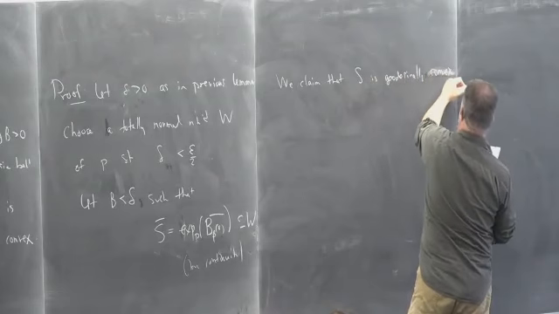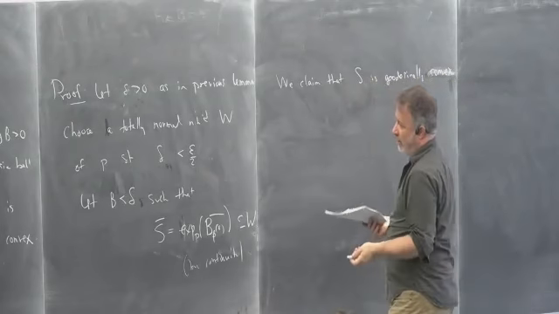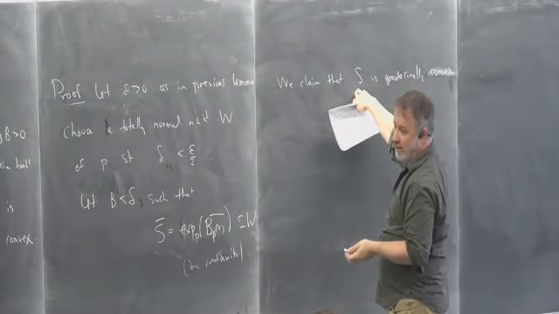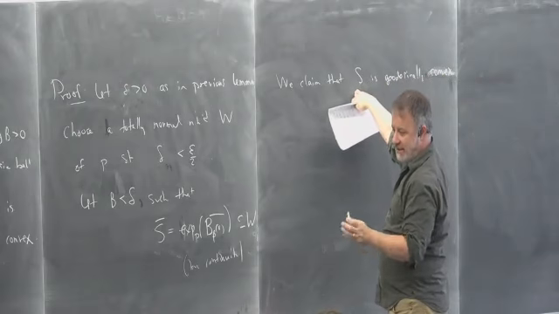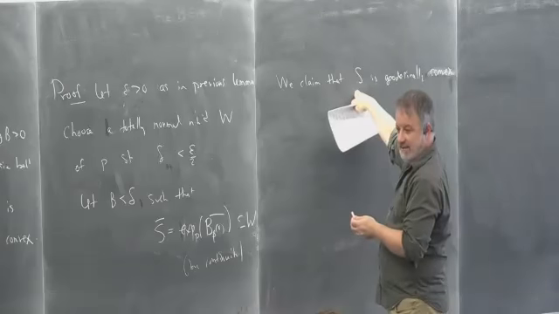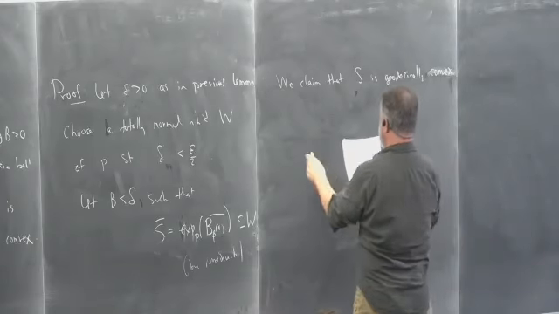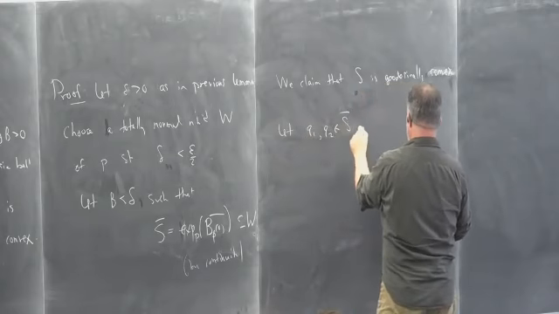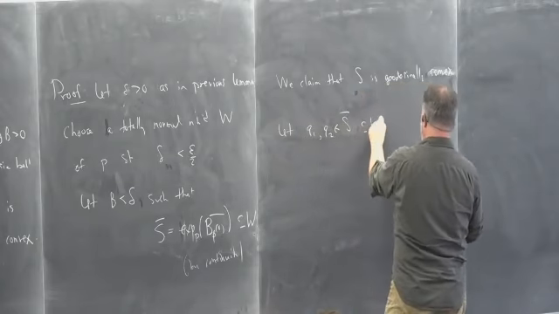Convex. Okay, so what do we need to show? We need to show that given 2 points in the closure of S, there exists a unique minimizing geodesic joining them, and that geodesic, the interior of it, stays inside S. It doesn't leave S. Okay, so let's let Q1 and Q2 be in S bar, which is contained in W.